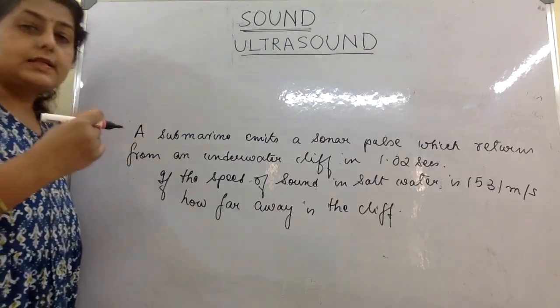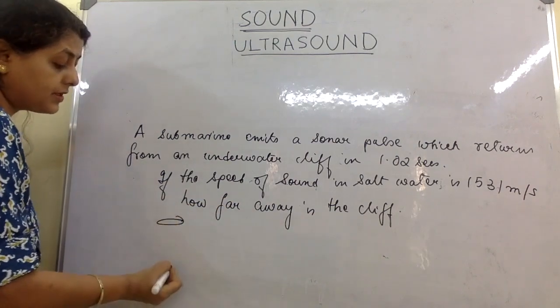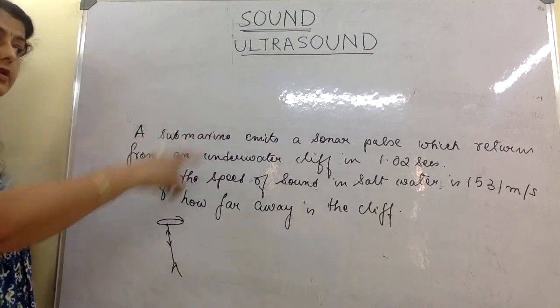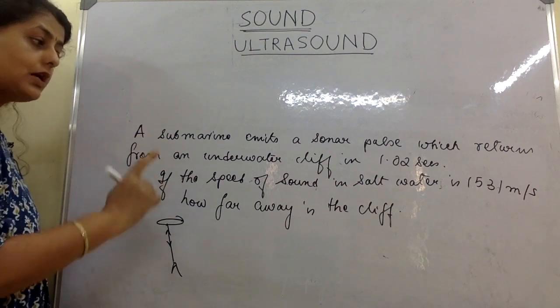A submarine emits a sonar pulse which returns from an underwater cliff. So here is a submarine, here is some underwater cliff. It is giving out a pulse and it is returning after a time period of 1.02. Speed of sound in salt water is 1531. How far is the cliff?